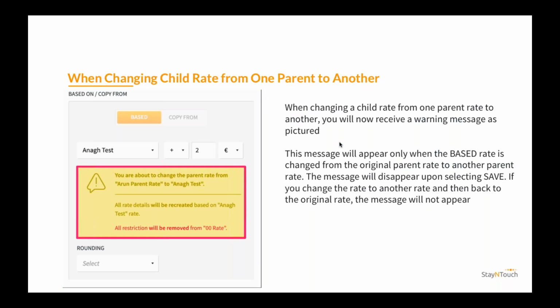We've also made some enhancements to some of our warning messages and our pop-ups, which we'll briefly discuss here. This is the first one. So when changing a child rate from one parent to another, you'll now see this message. So that's some functionality we added a few releases ago. We can change the dependent rate from one parent to another. And when you do that, it's just going to give you some confirmation message just to let you know that you're doing that. That message will disappear once you click on save. And if you're changing it back to the original parent rate, that message will not appear. So it is just if you're changing it to a new parent rate.